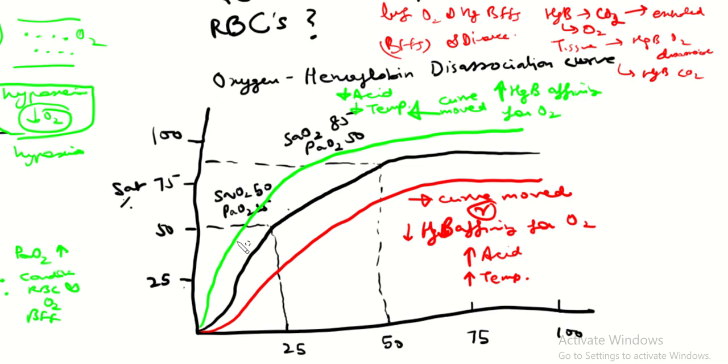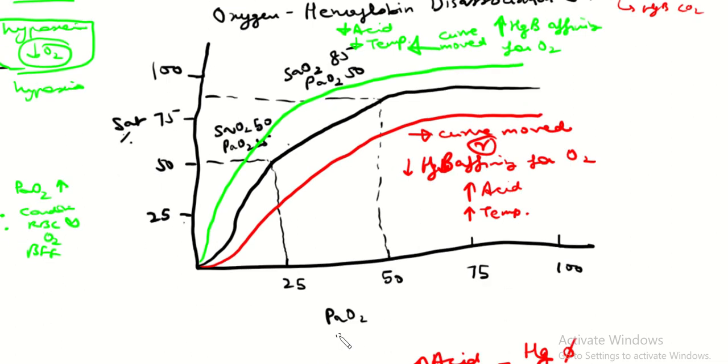Okay, let's look at this curve. On the y-axis you have saturation, or SaO2, of oxygen. Remember, those are the RBCs that are saturated. On the x-axis you have the partial pressure of oxygen. This is your normal curve. What does this tell me? It plateaus after a while. This means around 75 to 80, you can increase.